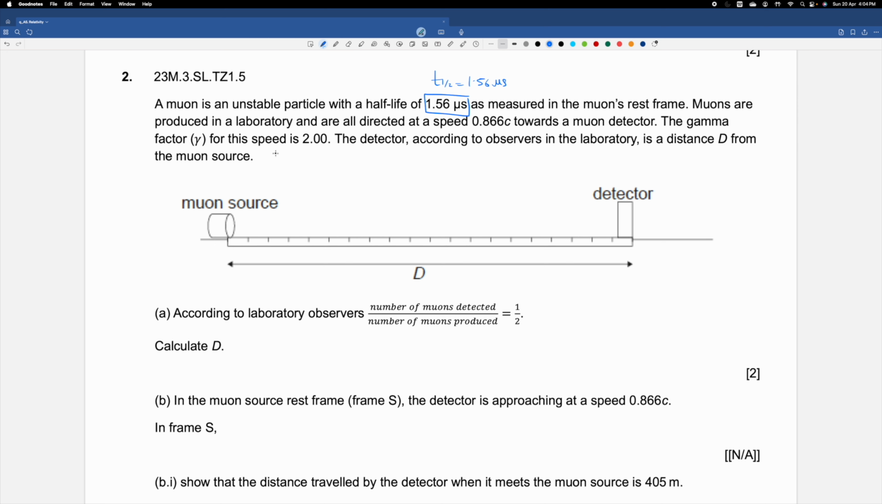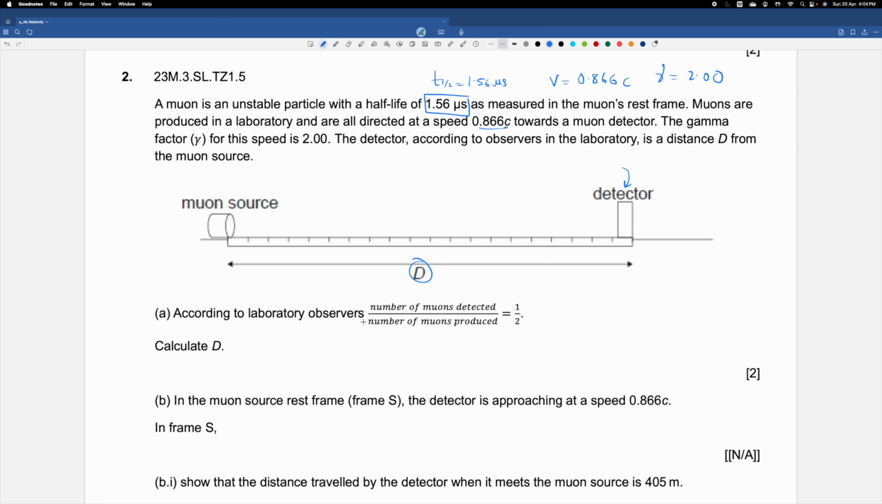Muons are produced in a laboratory and are all directed at this speed, 0.866c, towards the muon detector. The gamma factor for the speed is already given, so you don't need to calculate it. The detector, according to the observer in the laboratory, is at distance d from the muon source. So this distance d is measured with respect to the rest frame of the detector. But this distance d may not be the same with respect to any other frame that is moving at close to the speed of light, because of the relativistic effect called length contraction.